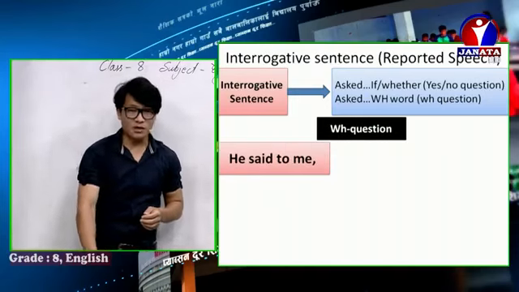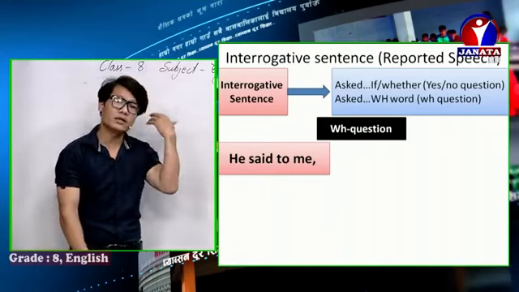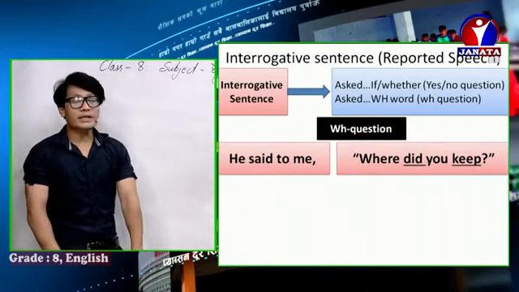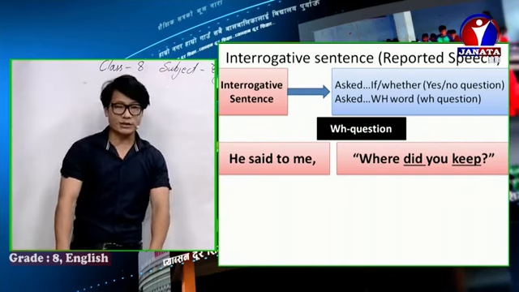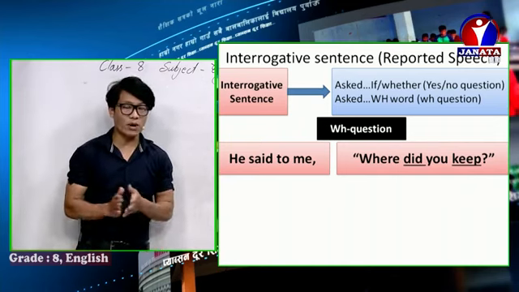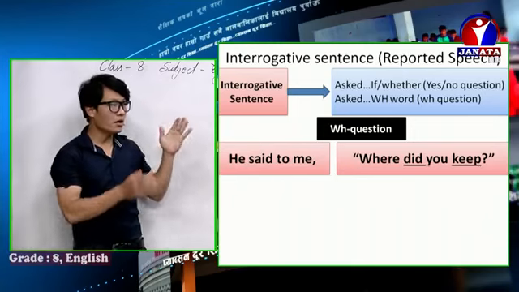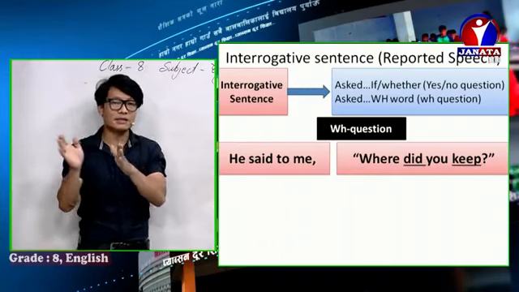And remember, a WH question always starts with a W as a word. So see here. He said to me, where did you keep? This is reporting. Where did you keep? This is reported.